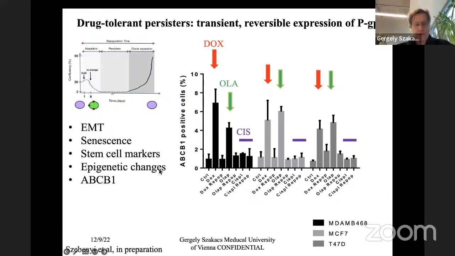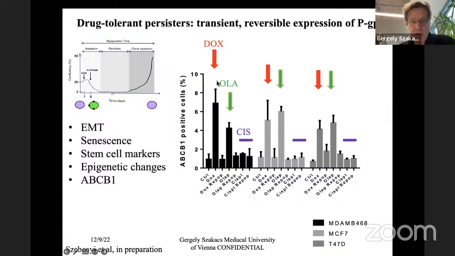But for this talk, I would like to focus on the expression of ABCB1 or P-glycoprotein, this transporter. We could show that whereas at the start, the cells did not express any of the transporters, at very early stages, before the drug was removed, day 6, day 7, a small subpopulation of the cells expressed higher levels of ABCB1 or P-glycoprotein.